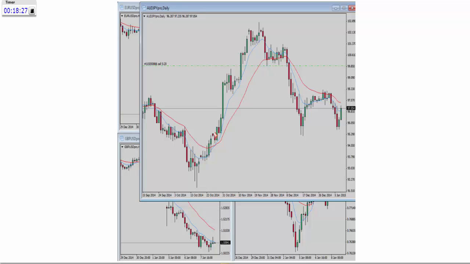Do you use bracket or OCOs? No, I don't really do that. I mean, I like to sit there and not watch it, but I'll pay attention to what it's doing. If it doesn't start moving in my favor relatively quickly, I might start to tighten up the trails on it.